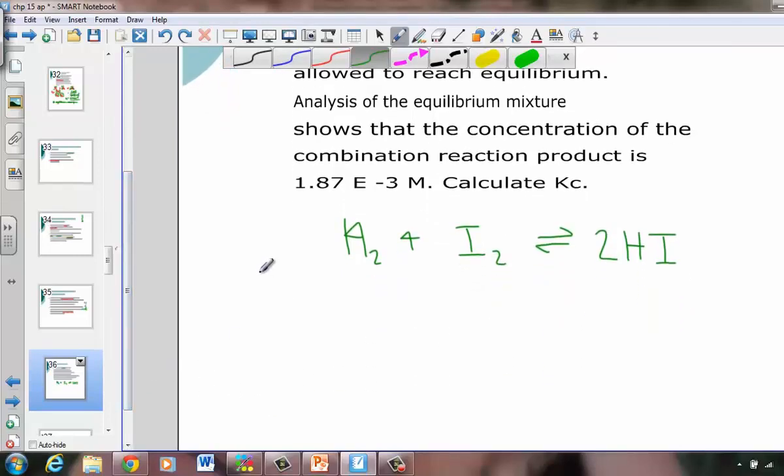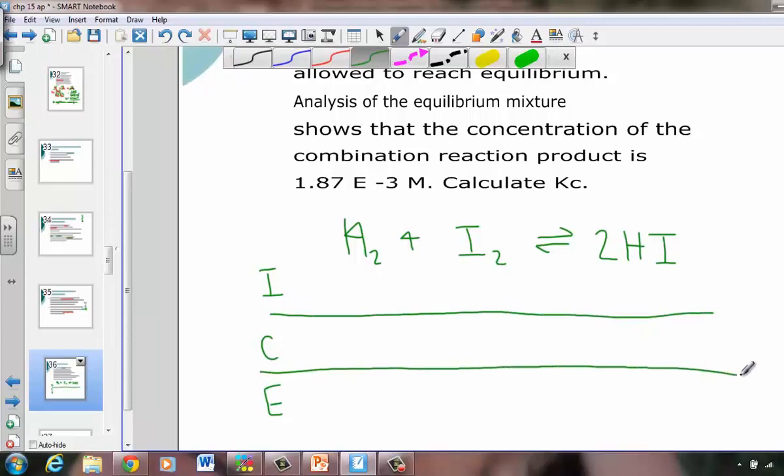Tabulate with me what we know. We know some initial, we know the change, and the equilibrium concentrations. And I'm beginning with you the very first time something known as an ICE chart. So here I am for each one of our reactants and products. I need to tabulate the information given to me.